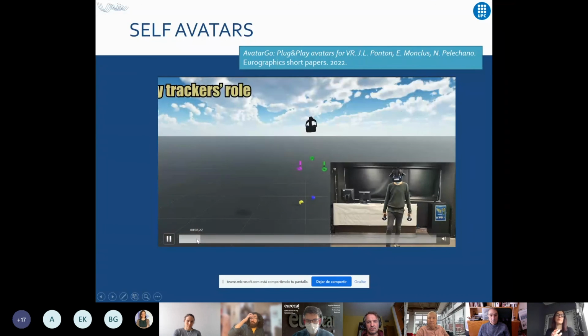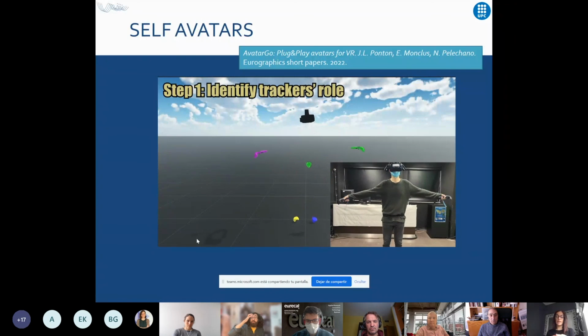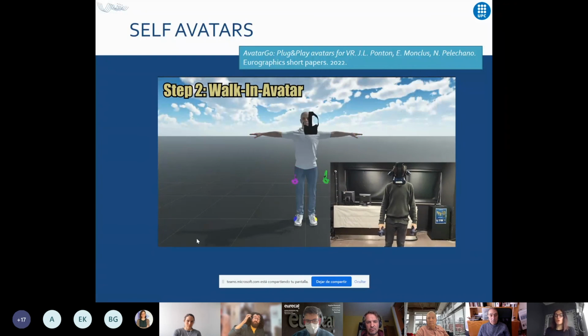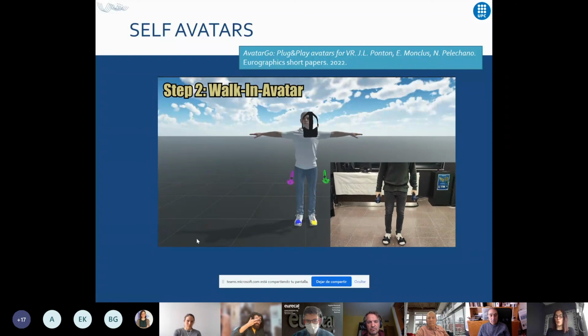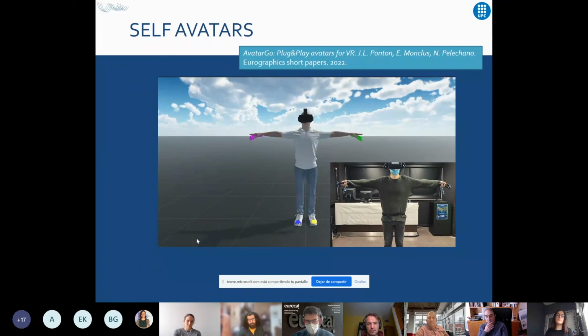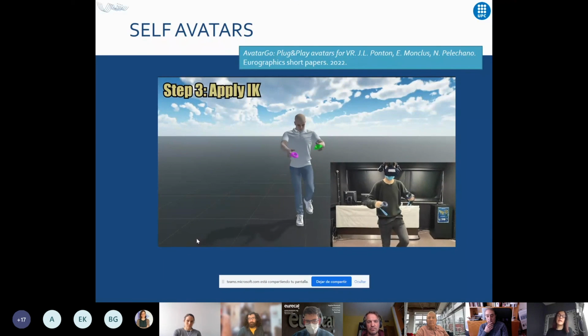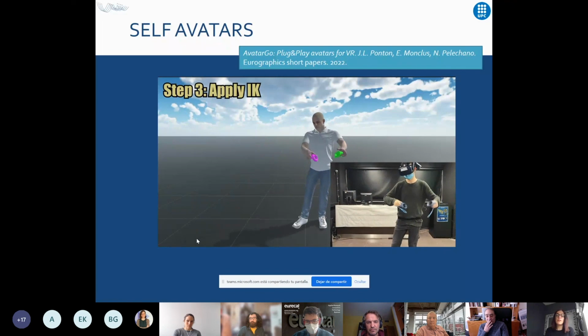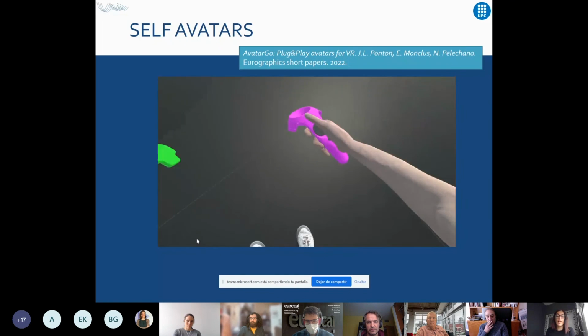Basically, we have developed an asset you can drag and drop in any virtual reality application developed in Unity. You walk into your virtual avatar, you can see it from a first-person perspective. You make sure your feet are located inside the avatar's feet, and so are the hands. And then you just trigger a button, and immediately you have your own avatar moving like you.